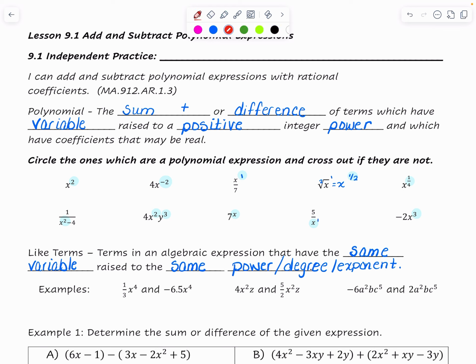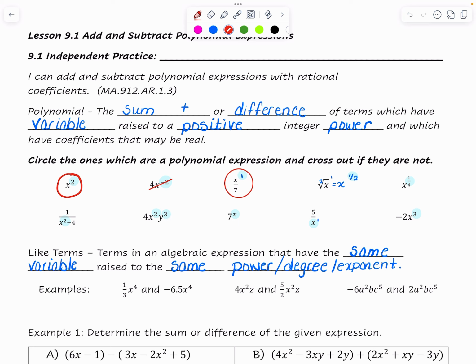So let's see, this first one, 2 is a positive whole number on top of the variable x, so that one's a polynomial. Negative 2 is not a positive number, even though it's a whole number, so that is not a good term for a polynomial. This one, x is in the numerator. As long as x is in the numerator, we can have a polynomial. If x is in the denominator, it's not going to work for us, and I'll show you why in just a few minutes. But x is in the numerator, it has a degree of 1. This is a good polynomial.